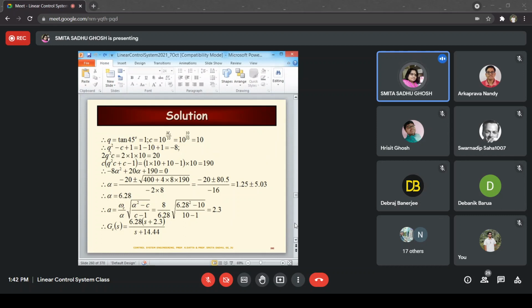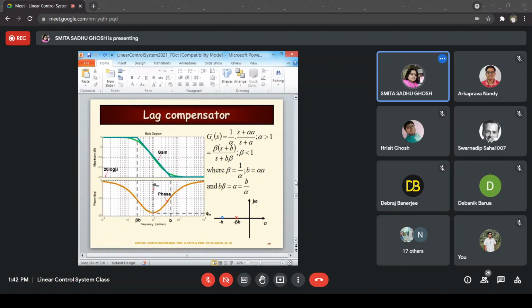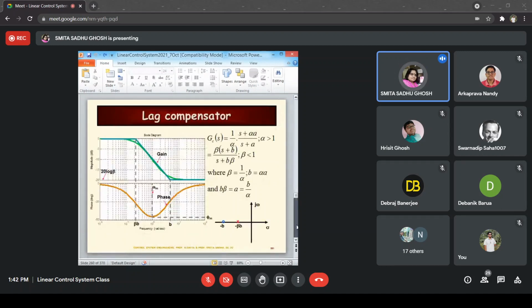that we have found, it is possible to find the value of the numerator and denominator, and hence the transfer function of a lead compensator, given that we are sure about how much lead we want, how much magnitude we want, and at what frequency we want that compensator to be, right? So now we proceed with the lag compensator.